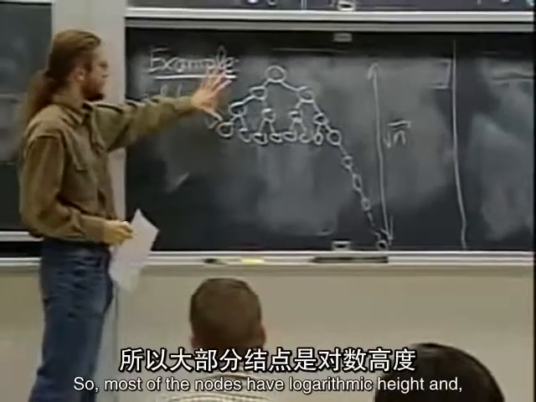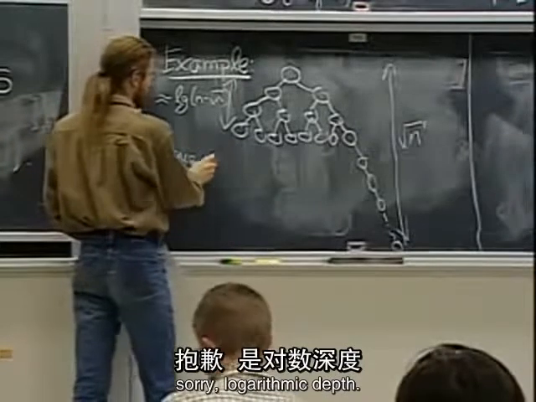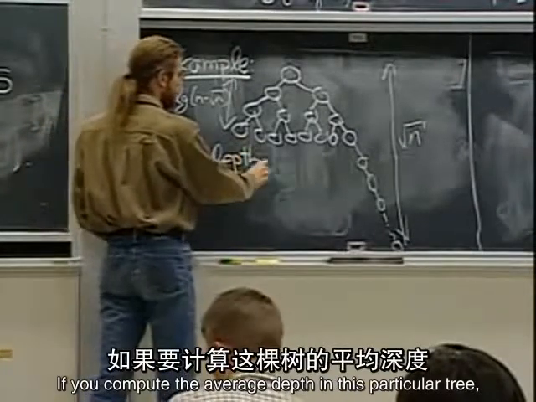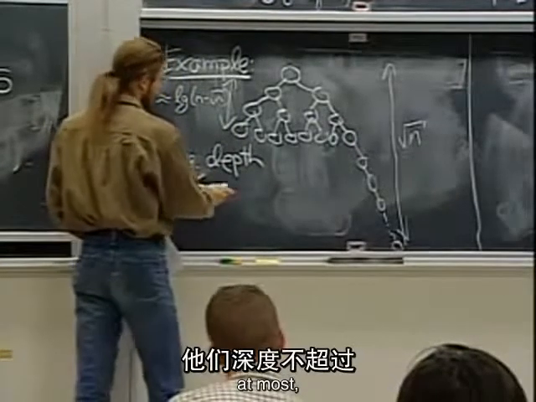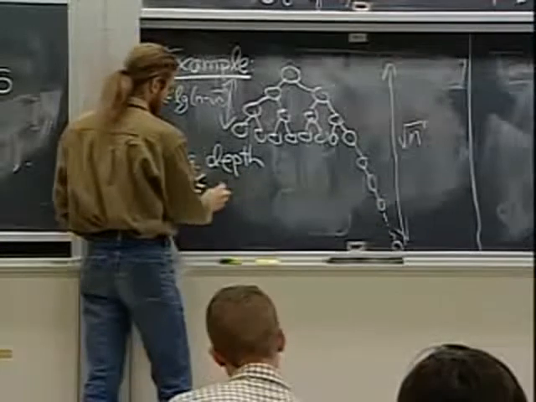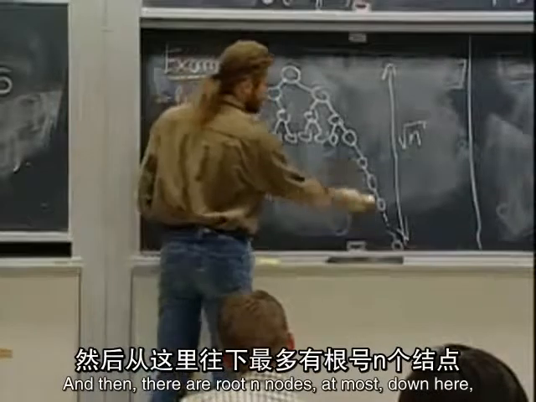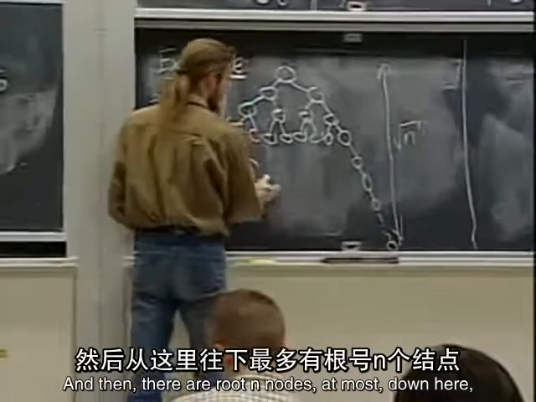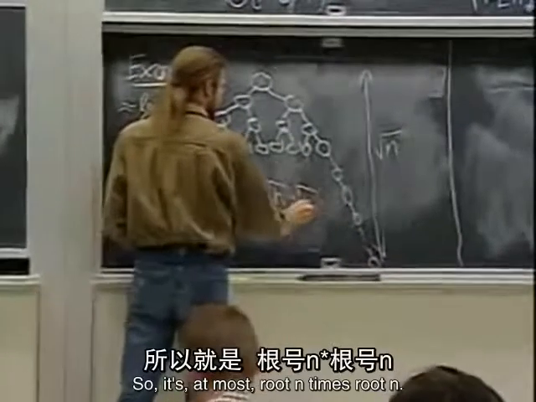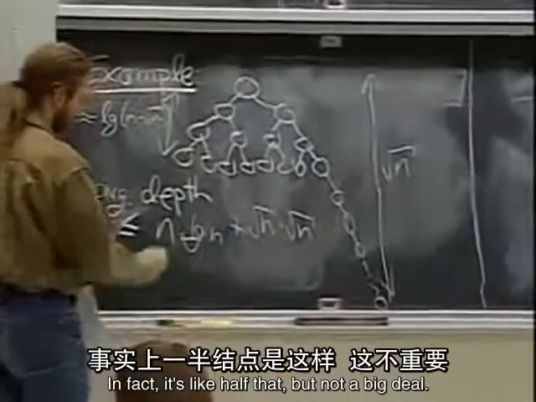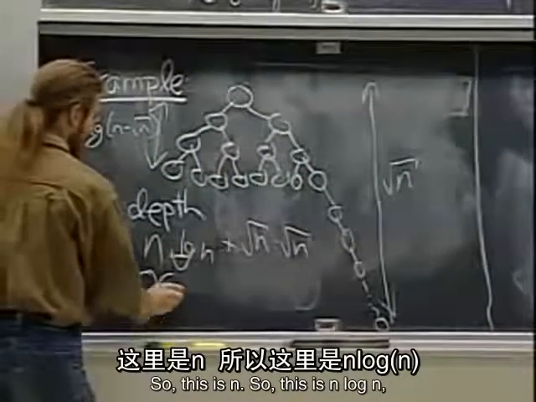So most of the nodes have logarithmic depth. And if you compute the average depth in this particular tree, for most of the nodes, let's say at most n of the nodes have depth log n. And then there are root n nodes at most down here, which have depth at most root n. So let's say it's at most root n times root n. In fact, it's like half that, but not a big deal. So this is n. So this is n log n.